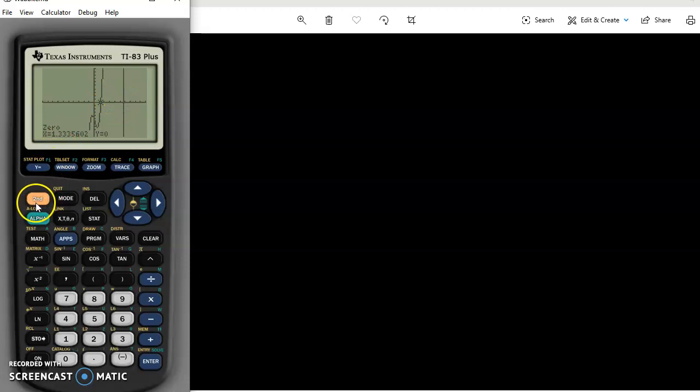So rather than trying to trace to the right spot on the graph, I'm just going to go in and do the 0 command again. But instead of trying to trace my way to the number, I'm just going to type in x equals 5. I hit enter. You'll notice that's on one side. My right bound, I'll do 7.